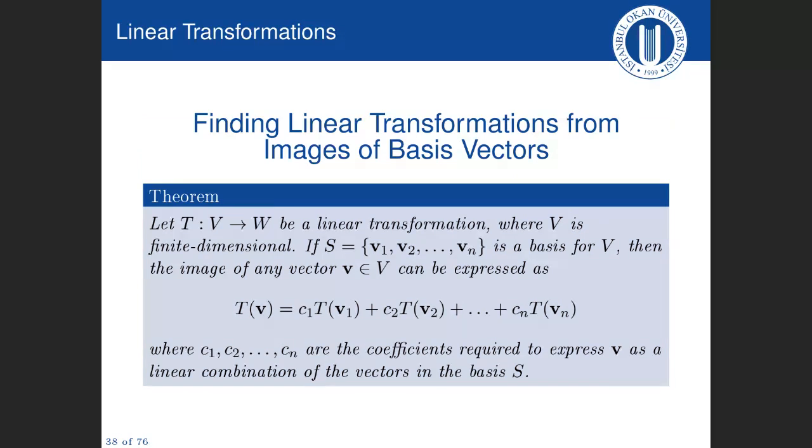Let's talk briefly about finding linear transformations from images of basis vectors. That's something that we'll talk more about next week. Let's suppose T from V to W is a linear transformation where V is finite dimensional. Let's suppose S is a basis for V, then the image of any vector v can be written like this: T of v is c1 T of v1 plus c2 T of v2, etc., where v is equal to c1 v1 plus c2 v2, etc.